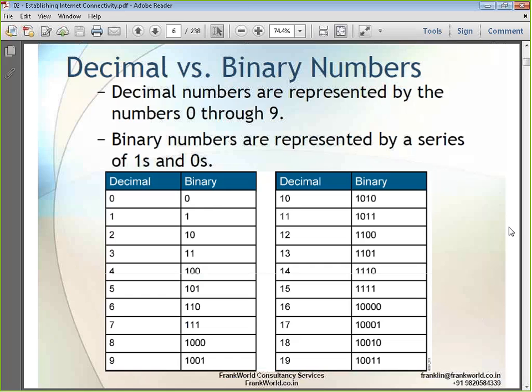Okay, now let's talk about binary, and ultimately we'll talk about the decimal to binary conversion. To do that, I'll just stop the sharing for a while.